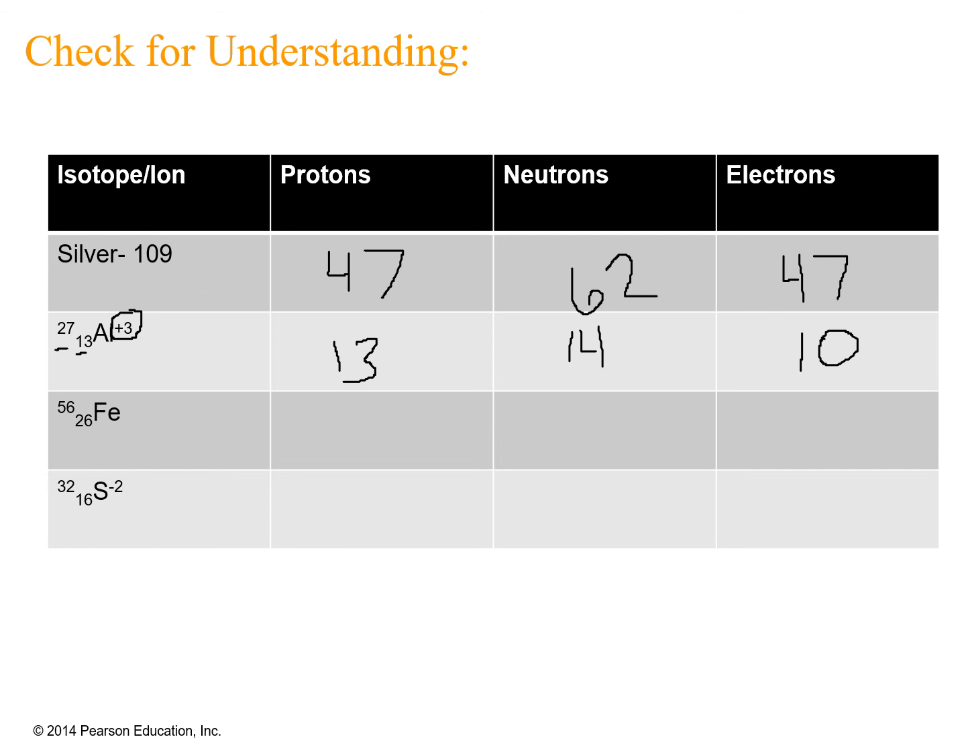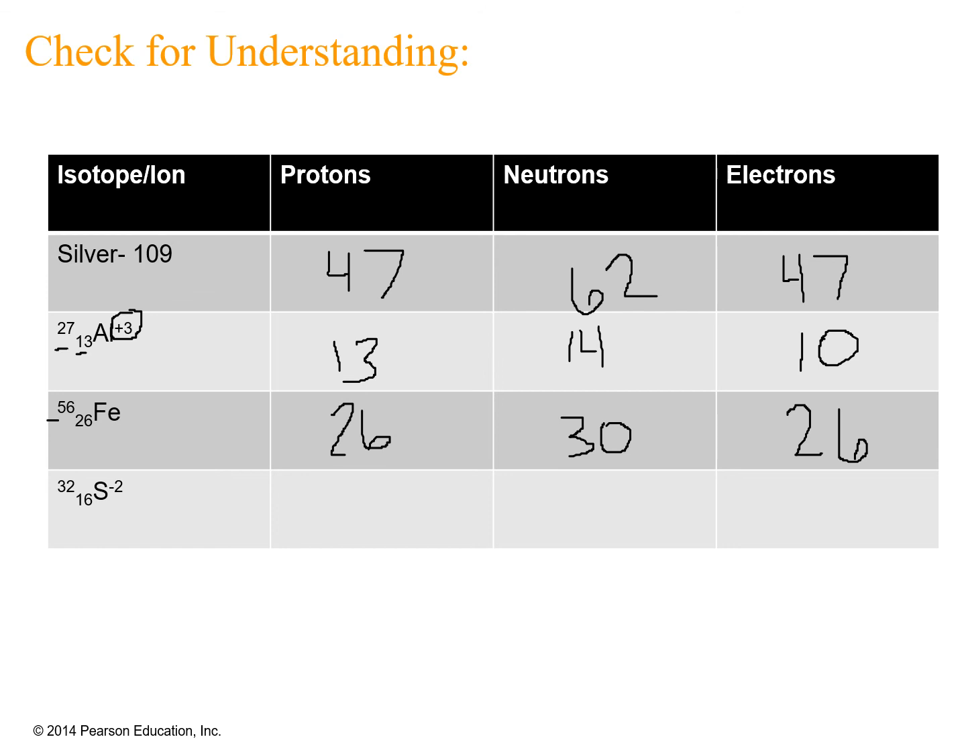Here we have 56 and 26 Fe, which is iron. There is no charge, so this is an atom, not an ion. So iron is number 26, so there are 26 protons. Because this does not have a charge, there are also 26 electrons. And remember, to find neutrons, we do mass number minus atomic number, so 56 minus 26. And here we have 30 neutrons. Let's look at the last one.